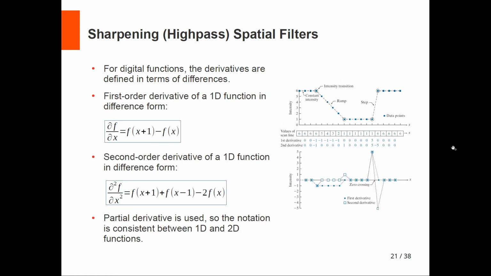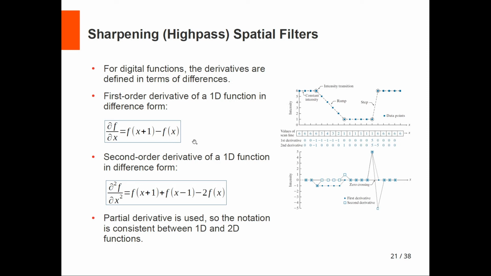Now that we saw the properties, let's see how it works in images. For digital functions, the derivatives are usually defined in terms of differences. The first order derivative of a 1D function in difference form is defined like this: the derivative of f with respect to x equals f(x+1) minus f(x).